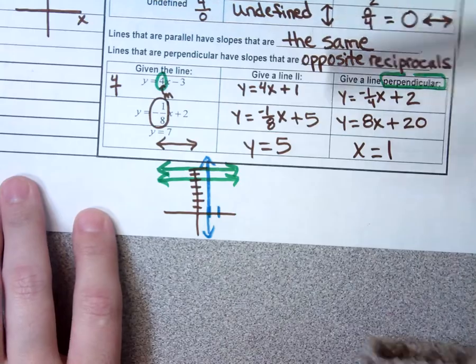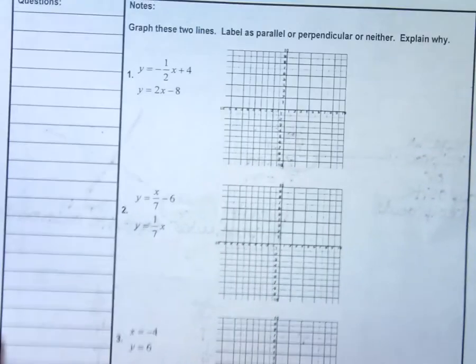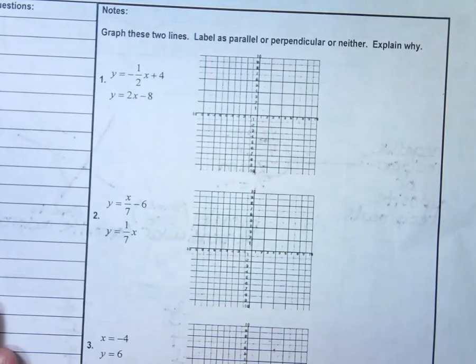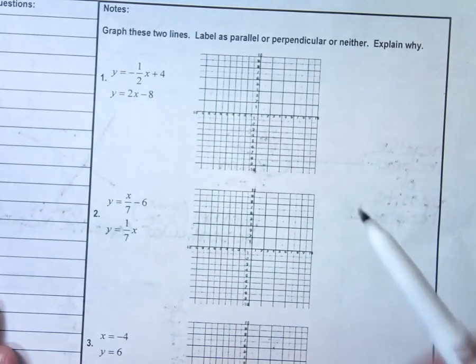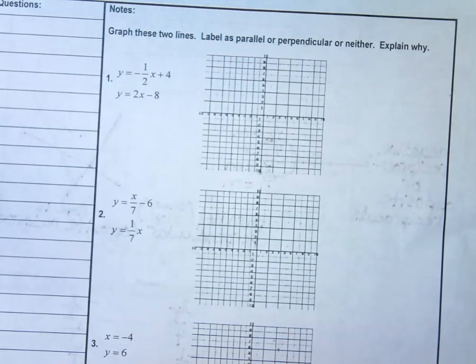Okay, let's flip the page over and see what we have over on this side. Graphing. This says graph these two lines, label as parallel or perpendicular or neither, and explain. Okay, first equation first.